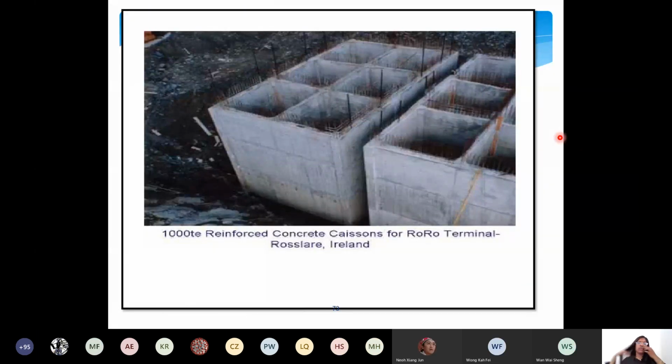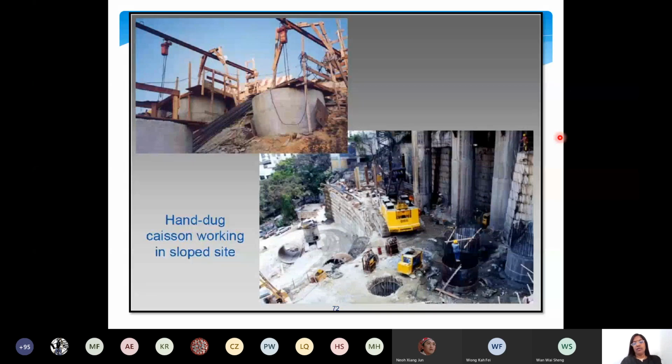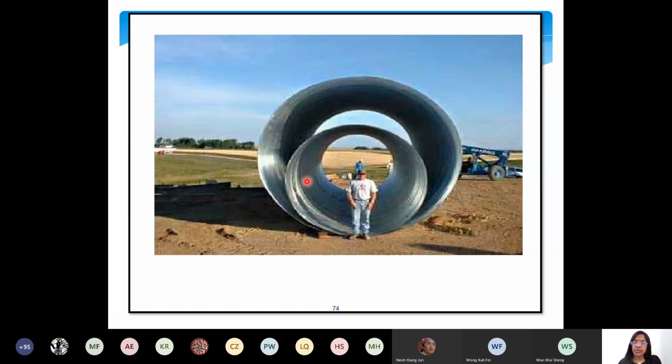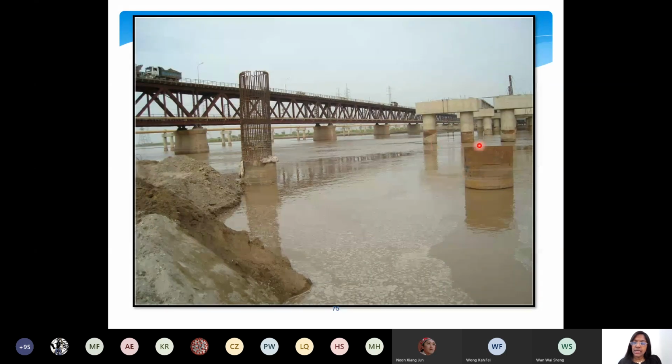This one I showed just now. This one we were here, right? Dug wells, dug well type, small depth foundations using caissons. Caissons means a well type, and this is a box type caisson used for Ro-Ro terminals in Ireland. Example 1. Another type is here, steel shell, steel type caissons are used. And this one is the concrete caisson which is constructed for an intake structure.